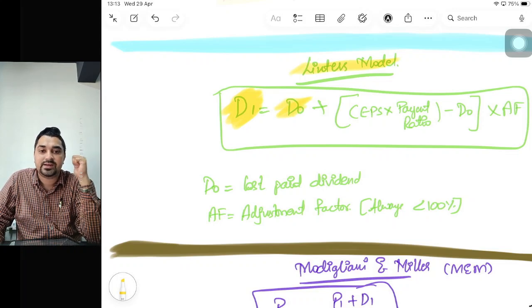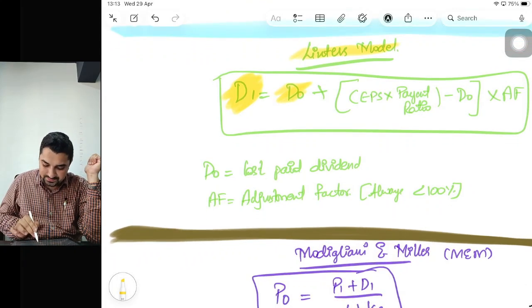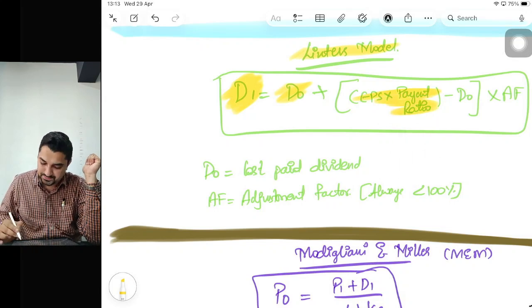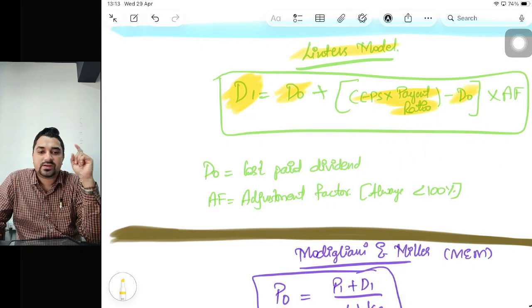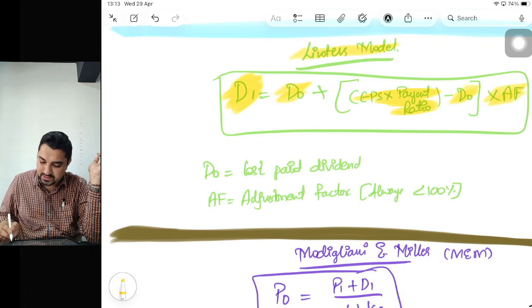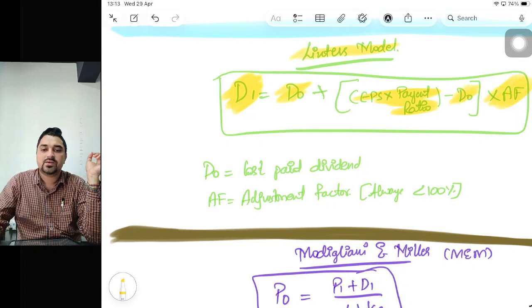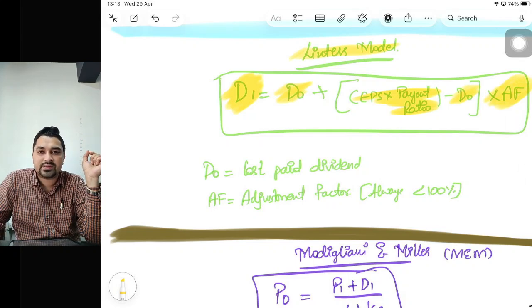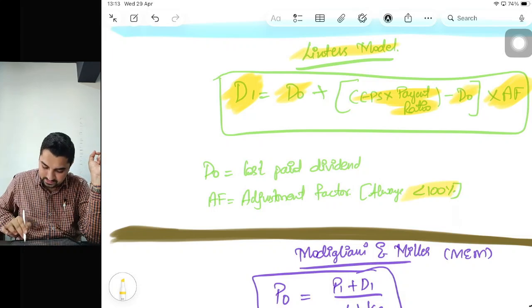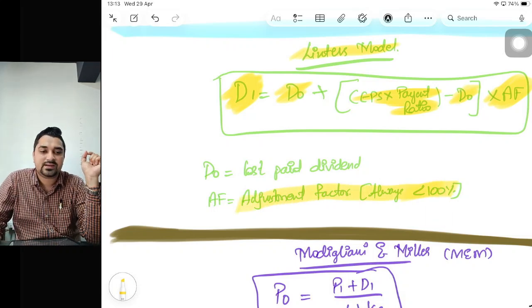Your last paid dividend D0 plus EPS into target payout ratio minus D0. So D1 equal to D0 plus (EPS into target payout ratio minus D0) into AF. Again, what is this AF? It will be one arbitrary adjustment factor given in the question. It will always be less than 100%.